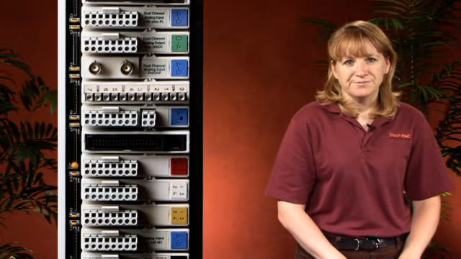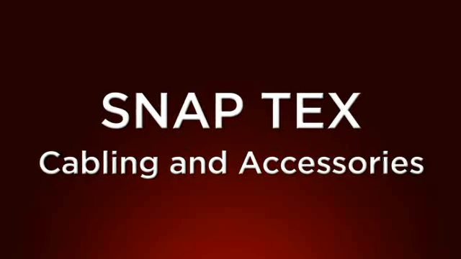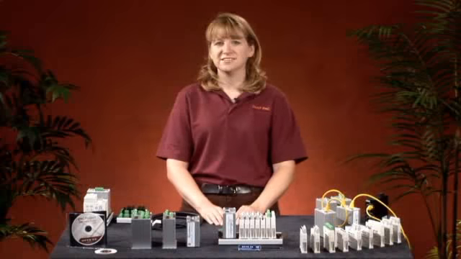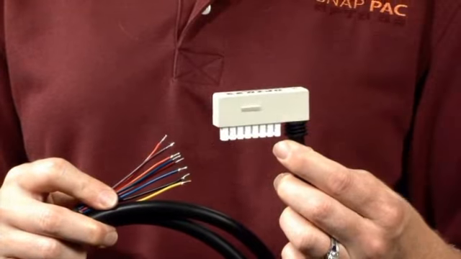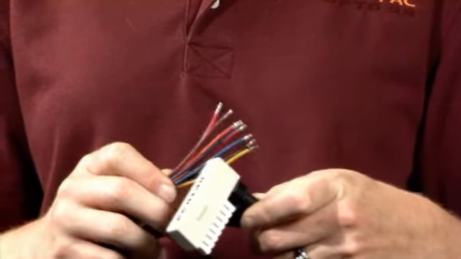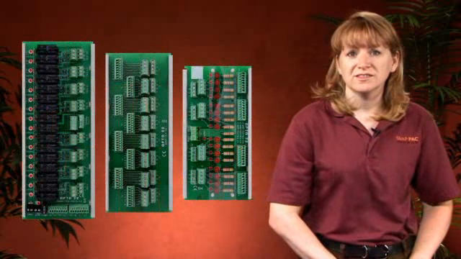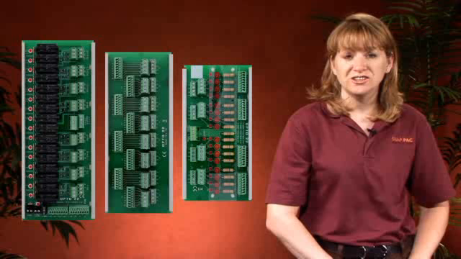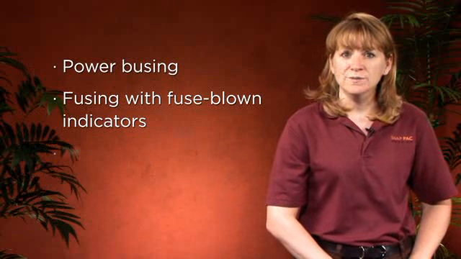Finally, we created the SNAP TEX line to simplify wiring and installation of your SnapPAC system. SNAP TEX cables snap neatly into the tops of the SNAP I/O modules and terminate with pre-stripped, color-coded flying leads for connections to field devices, terminal strips, or breakout boards. Our SNAP TEX breakout boards come in 4, 16, or 32 channel configurations and offer features like power busing, fusing with fuse-blown indicators, or mechanical relays.